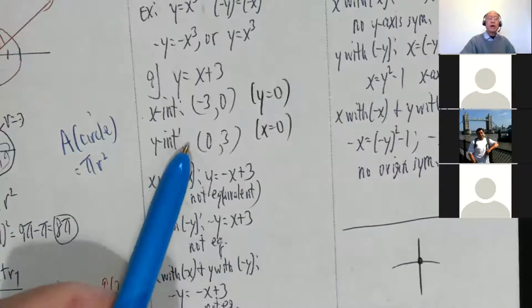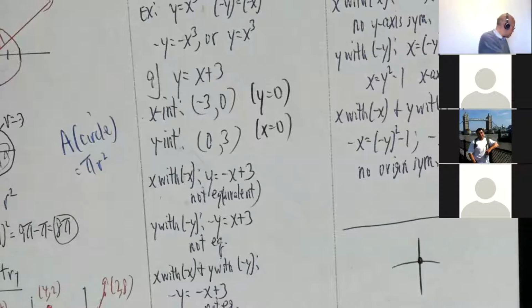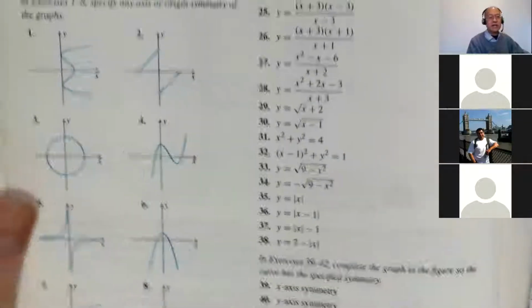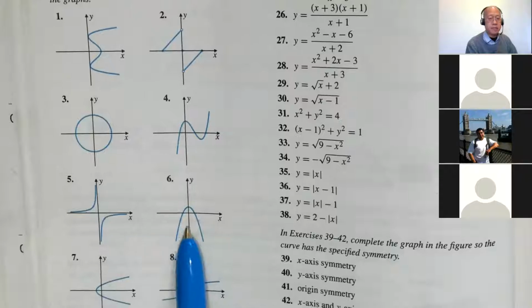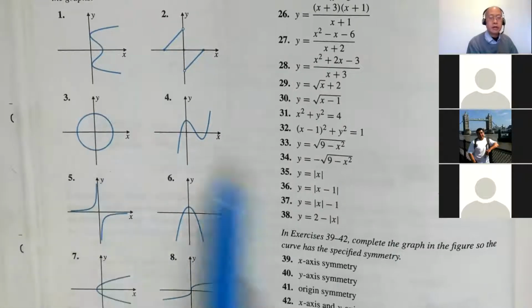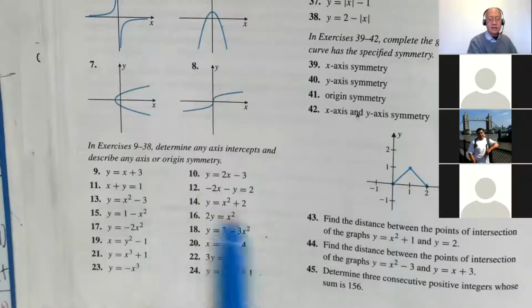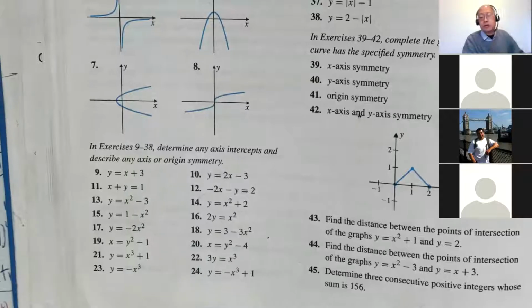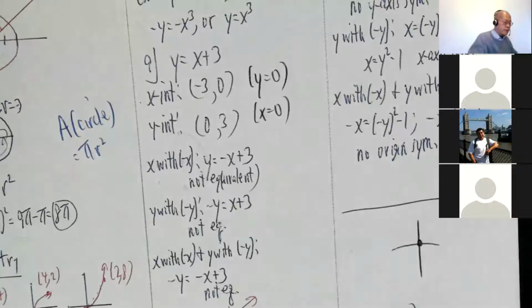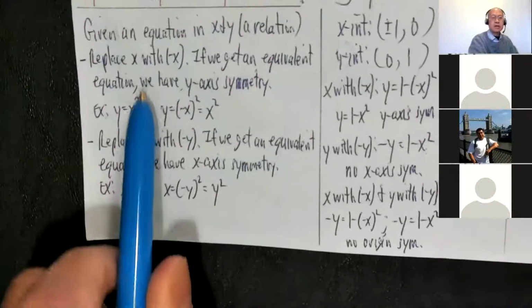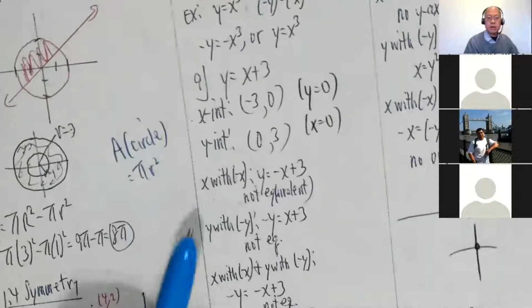Now, how do I find symmetries? If they give you the picture, it's pretty easy. You can just look at it and say, oh yeah, that has y-axis symmetry, all symmetries, or no symmetry. But what if you don't have the picture? Well, you could draw the picture, but is there a better way than drawing the picture? Because some of these pictures aren't going to be that nice. So here's where we follow this technique. I'll show you what I mean.